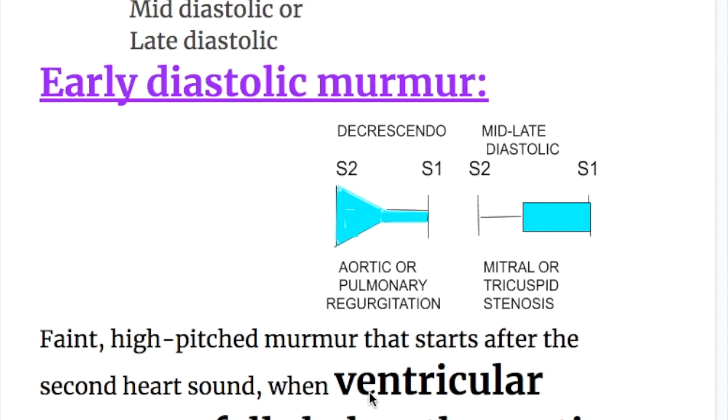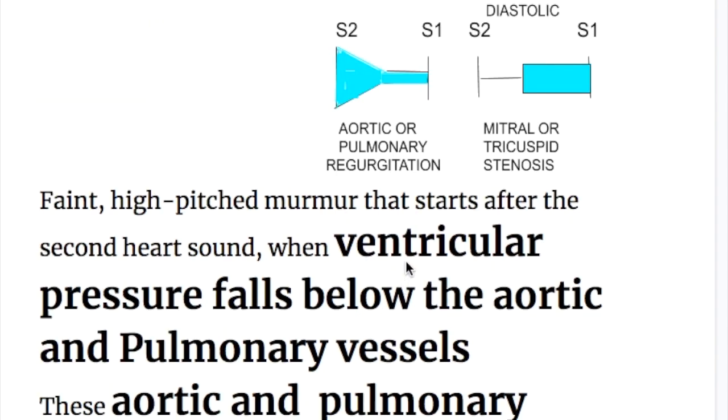And when does it occur? It occurs when ventricular pressure falls below the aortic and pulmonary vessel pressure. When the ventricular diastole starts, that is when the ventricle starts relaxing, pressure in the aorta is more than the left ventricle, and blood comes into the ventricle. So that occurs during ventricular filling.